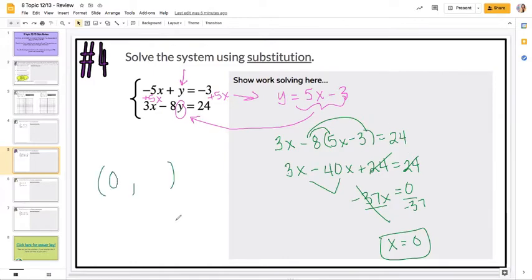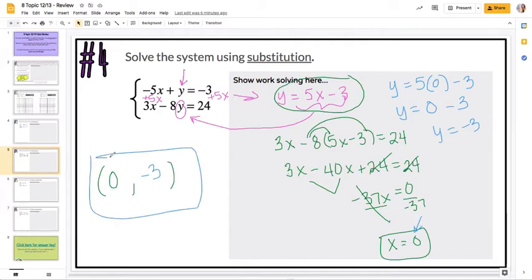Now we have to solve for y. You can use one of these equations if you want to, but remember this equation is already solved for y. Don't make your life more difficult than it needs to be. So I'm going to just use that equation again. Instead of x, I'm going to write a 0. So 5 times 0 gives me 0. So y would be -3. All right, pause here if you want to take a closer look.